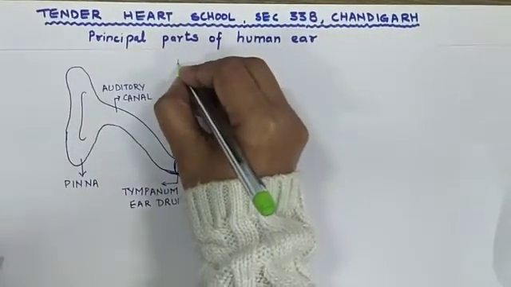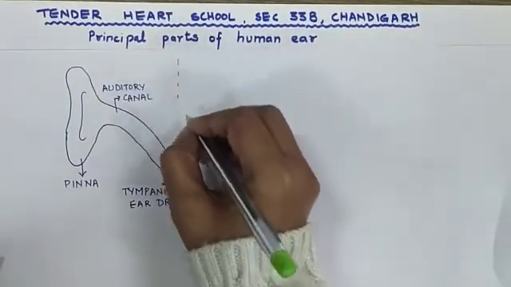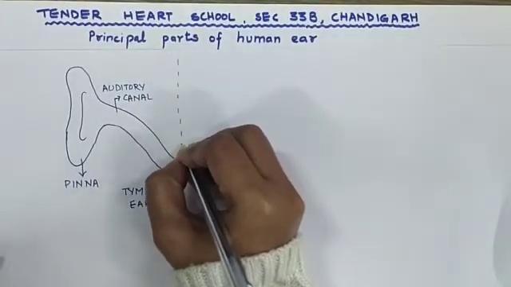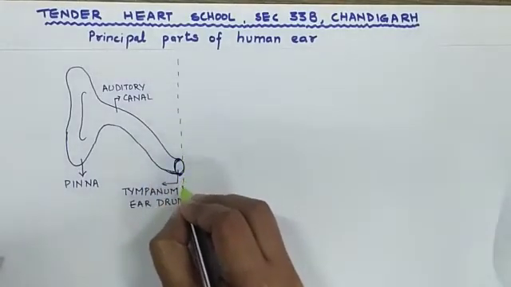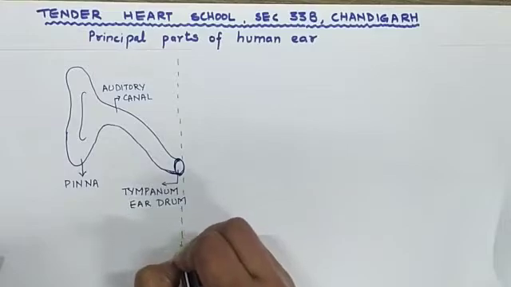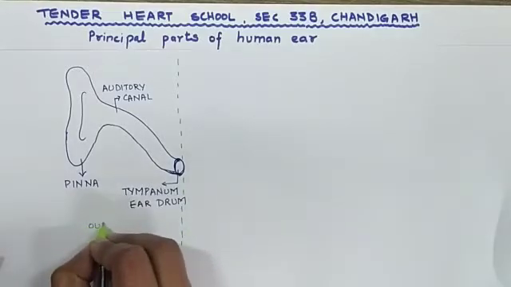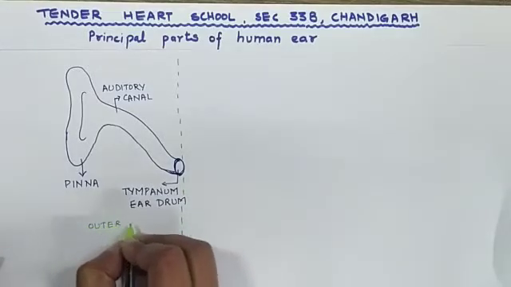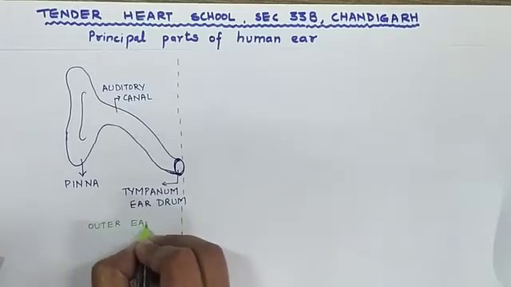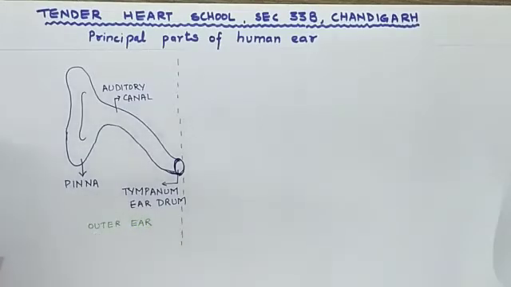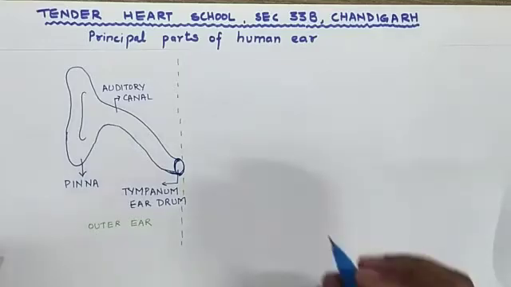So let us divide it. These are the parts of the outer ear. So this is our outer ear. Fine. Now let us start with the middle ear.